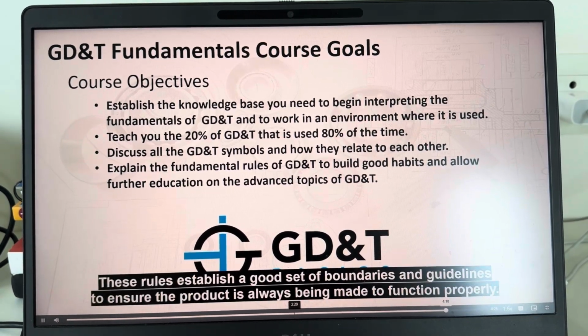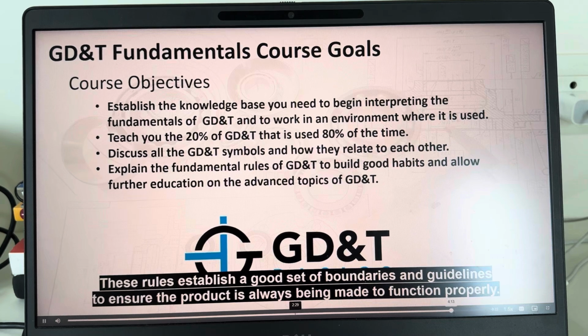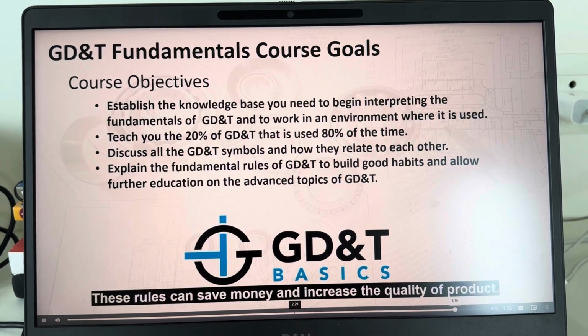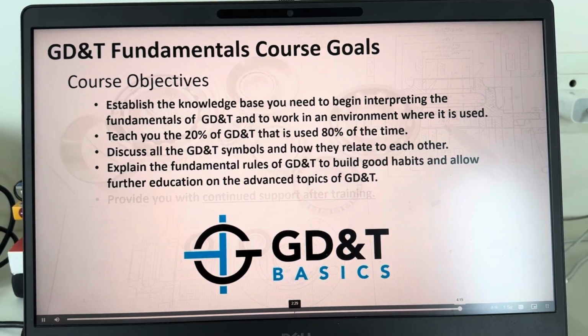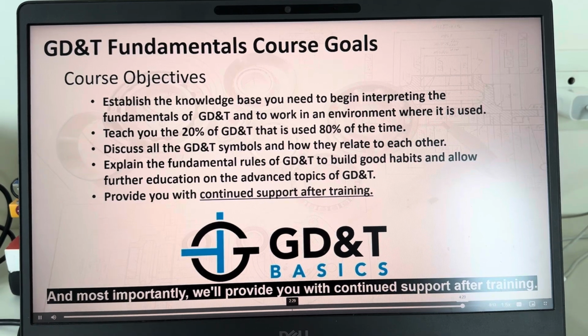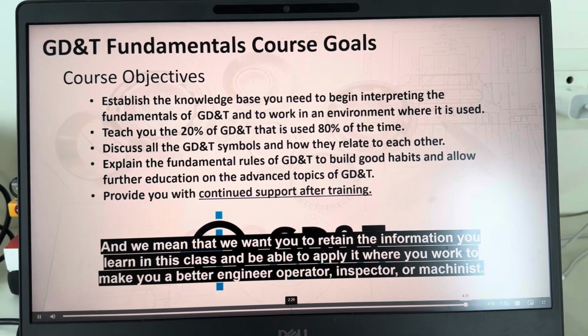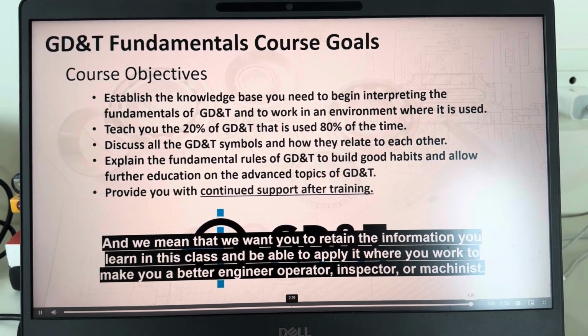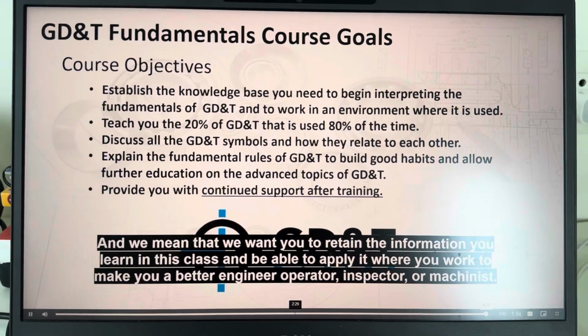These rules establish a good set of boundaries and guidelines to ensure the product is always being made to function properly. These rules can save money and increase the quality of the product. And most importantly, we'll provide you with continued support after training. And we mean that. We want you to retain the information you learn in this class and be able to apply it where you work to make you a better engineer, operator, inspector, or machinist.